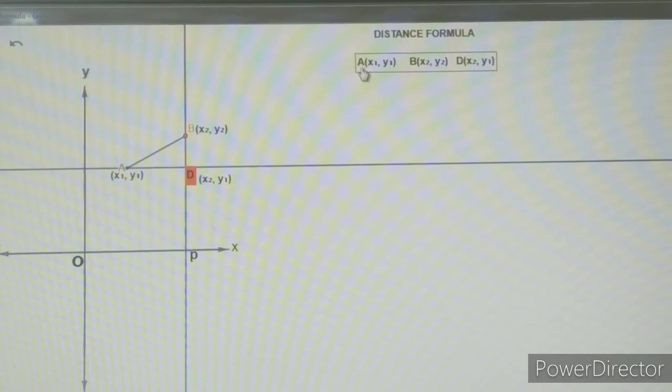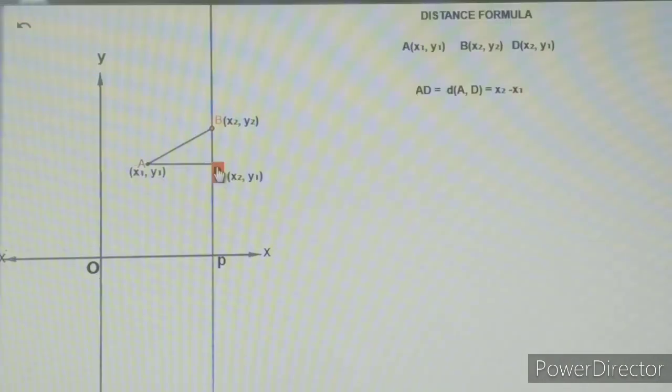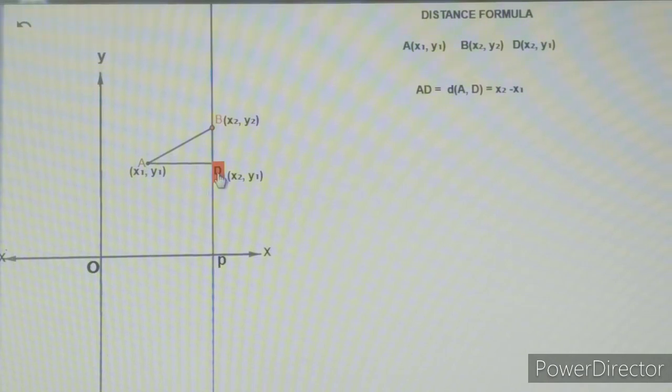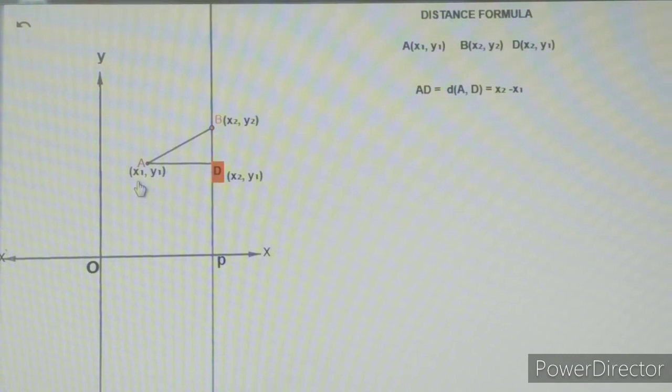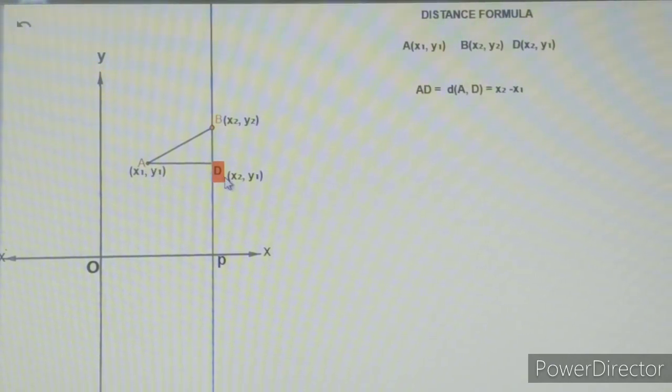We have coordinates of A x1, y1, coordinates of B x2, y2 and coordinates of D x2, y1. See here, A x1, y1, B x2, y2 and point D has coordinates x2, y1. The x coordinate of point D is x2, the x coordinate of point A is x1, and we know that AD is parallel to the x-axis and therefore this distance AD will be x2 minus x1. So distance AD is equal to x2 minus x1.